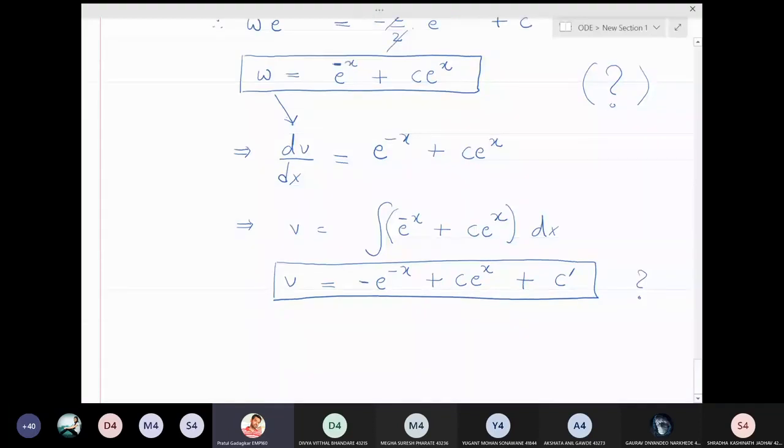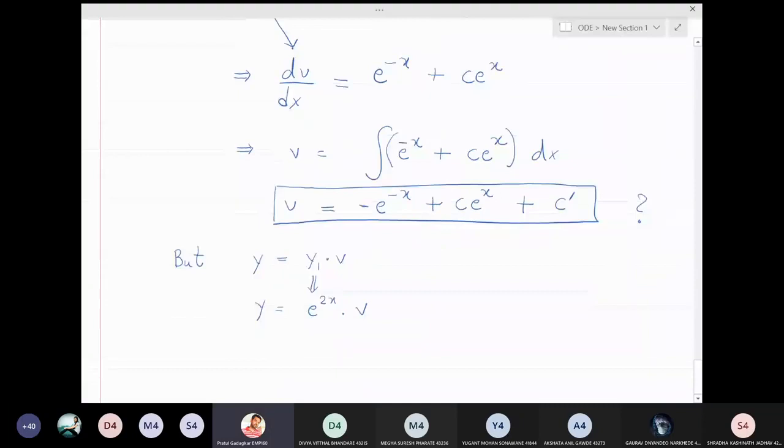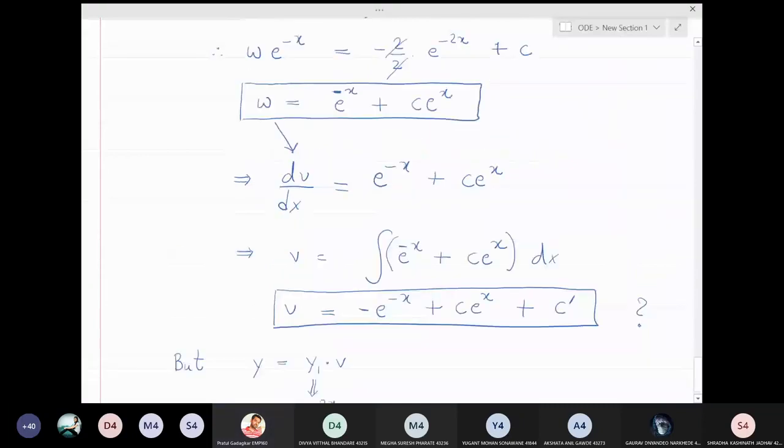But what do we know? We know that we have substituted y equal to y1 into v. Who was y1? What was y1 taken to be? Remember, y1 was e raised to 2x into v, right? So let me write a step. Sorry, I forgot a step here to write that. W equal to dv by dx. I'm sorry to write here. Okay, yeah. And what is your v now? We have just now obtained a v.